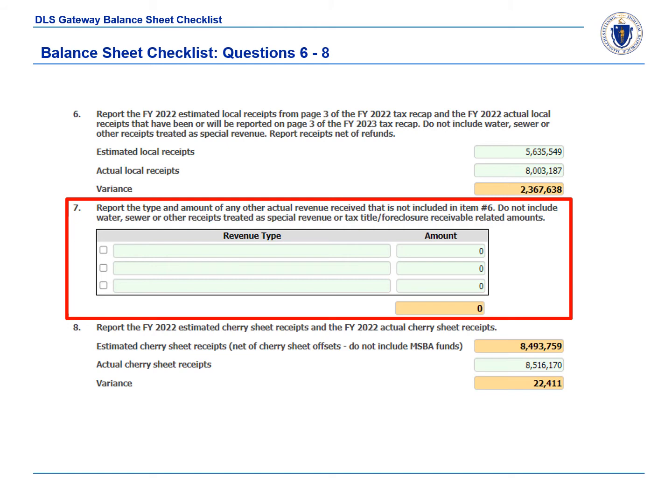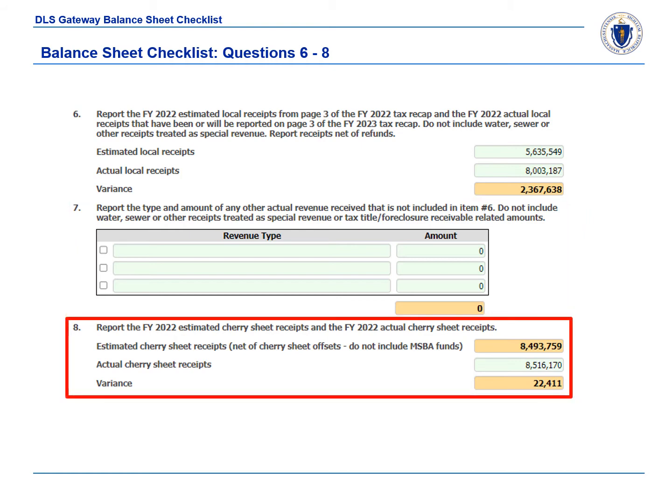Question 8 is looking for the variance between your estimated and actual cherry sheet receipts. Your community's estimated cherry sheet receipt amount net of offsets automatically populates the balance sheet checklist. Please input your community's actual cherry sheet receipt amount, excluding any MSBA reimbursement. A positive variance impacts free cash favorably, and a negative variance lowers your potential free cash figure.